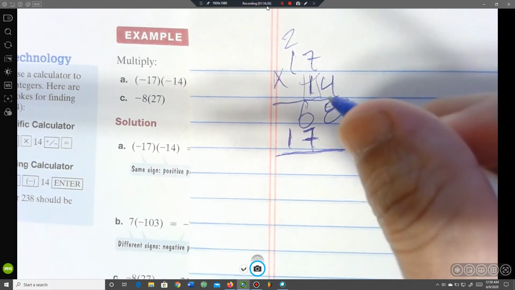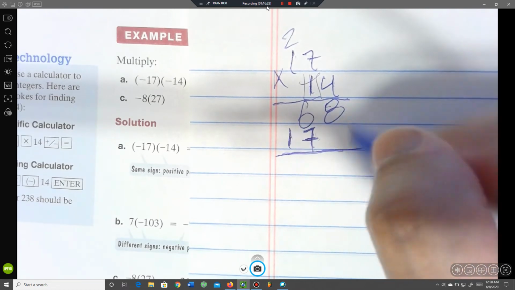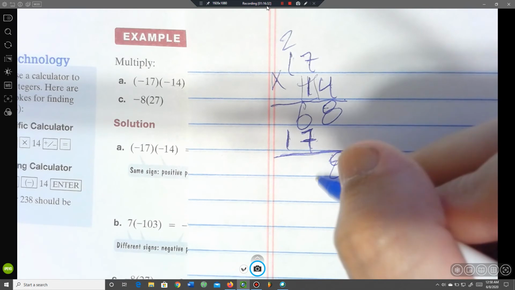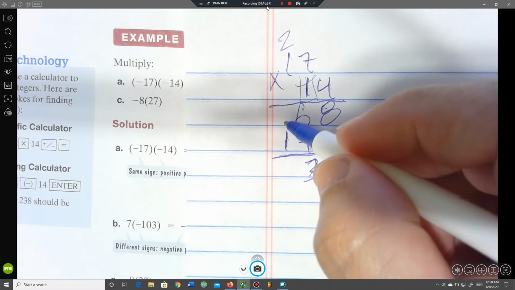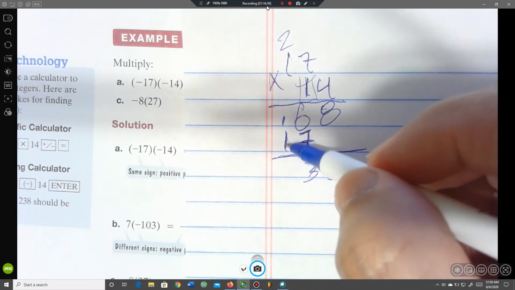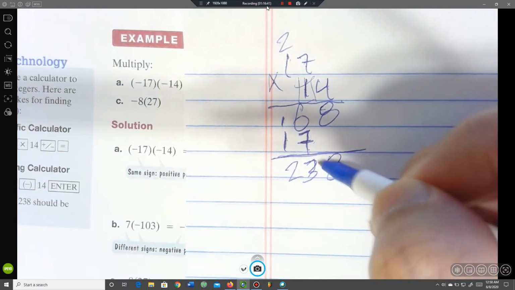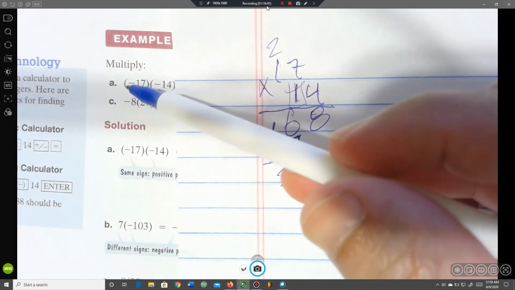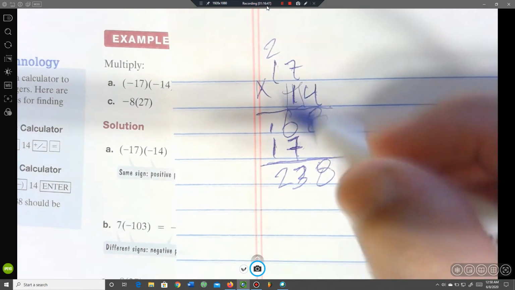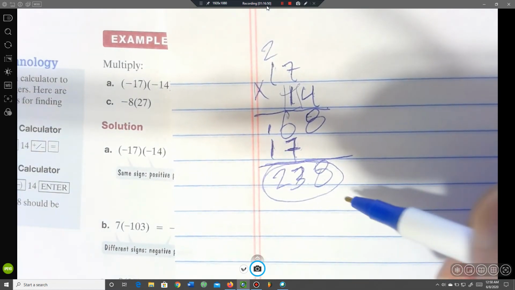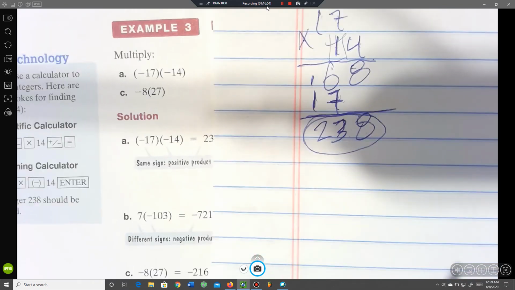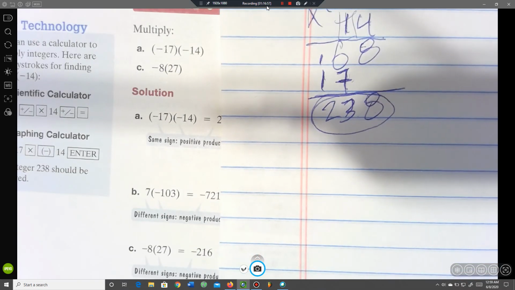All I have to do now is add all of this. 8 plus 0 is 8. 6 plus 7 is 13. Oops, my screen froze again. 13, carry the 1. 1 plus 1 is 2. So 238. And we said that we were multiplying two negative values, so the answer should be positive. So that should be the answer. And that's how you multiply. Those are some of the rules for multiplying integers anyway.